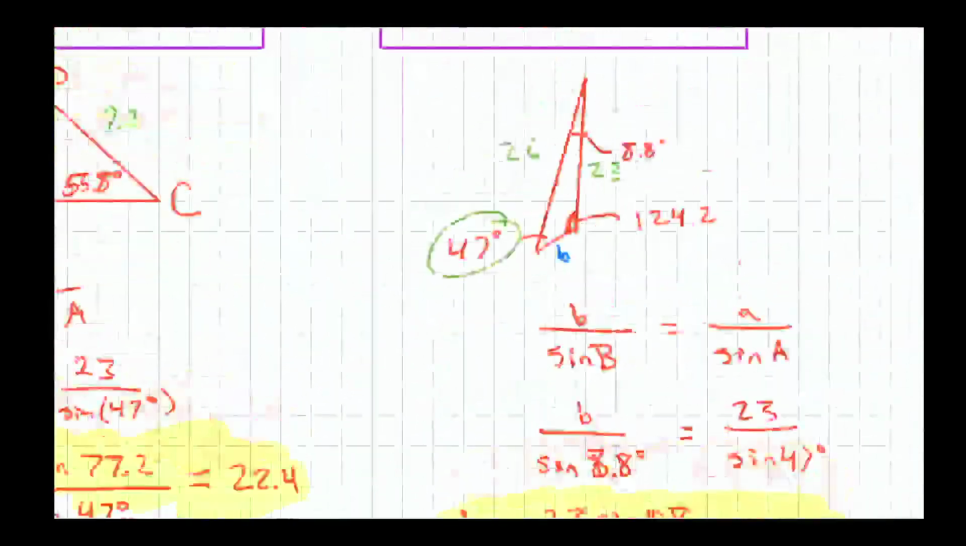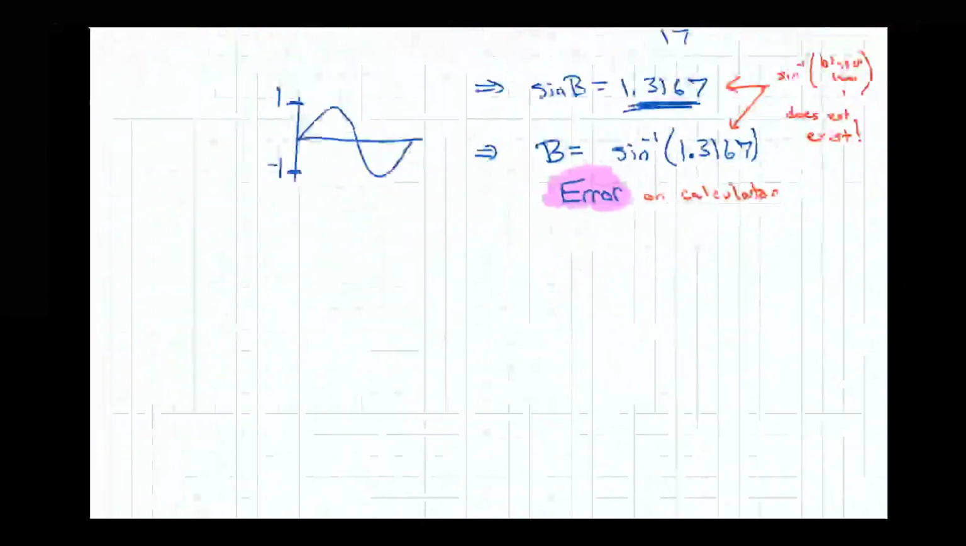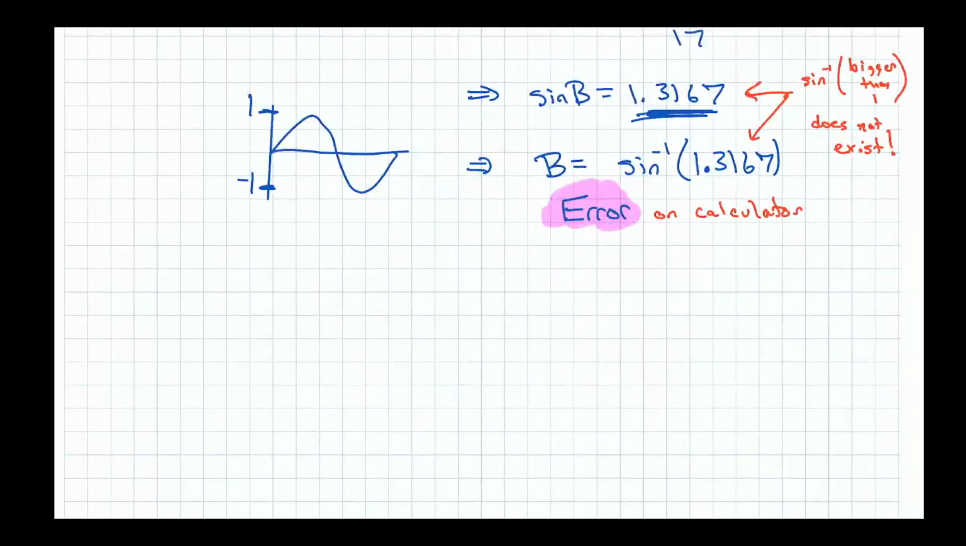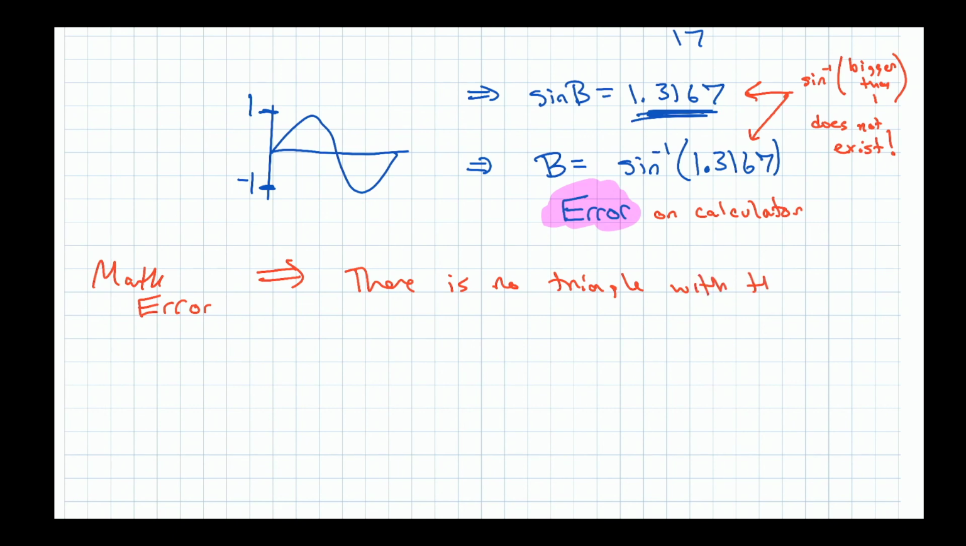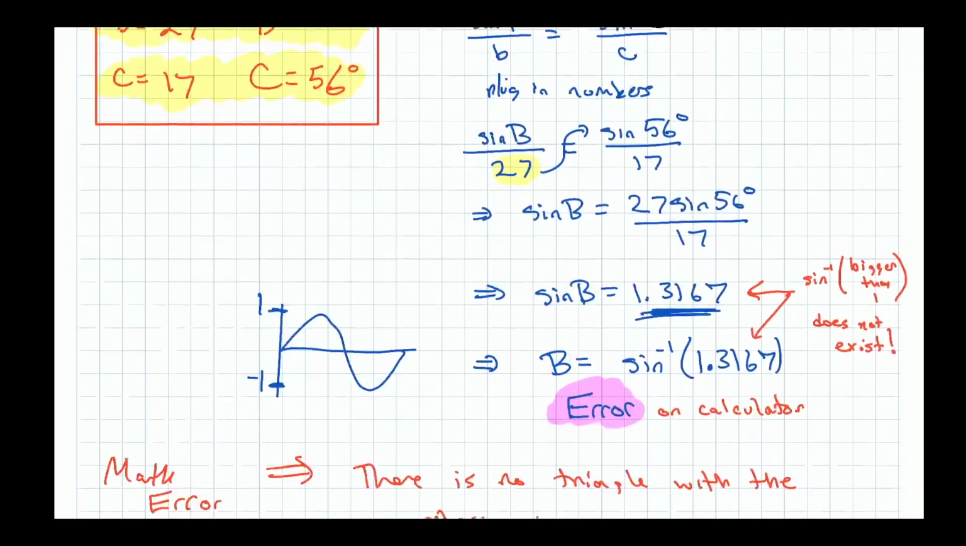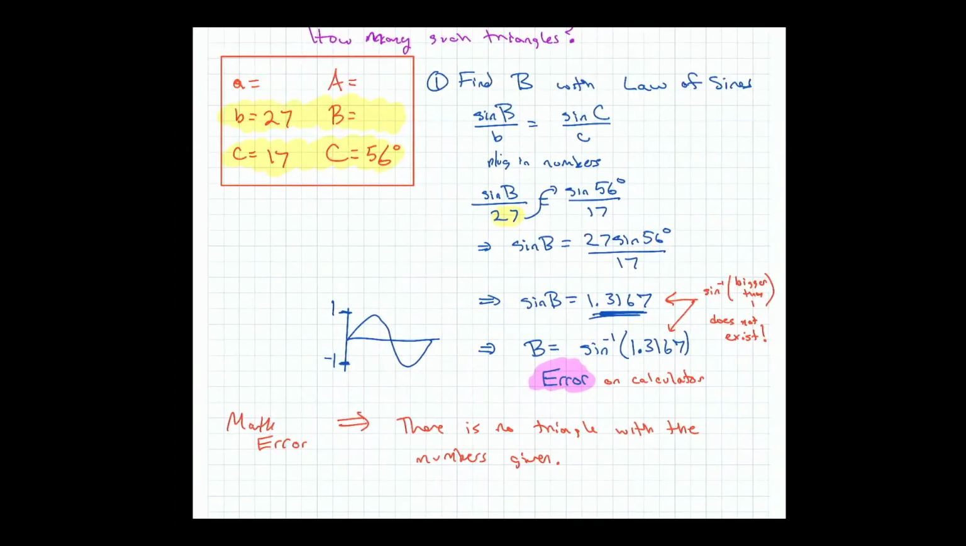Okay, so that's it. When you get an error like this, that means you're in the case where there is no such triangle. So a math error means there is no triangle with the numbers they gave you. And that's it. Those are actually easy. You're kind of hoping that you get one with no triangle because you finish it quicker.